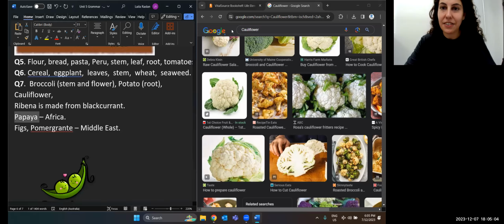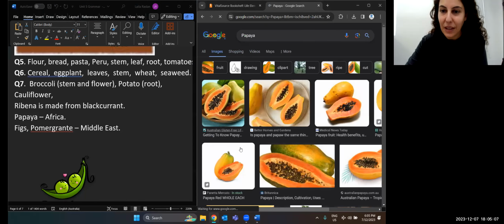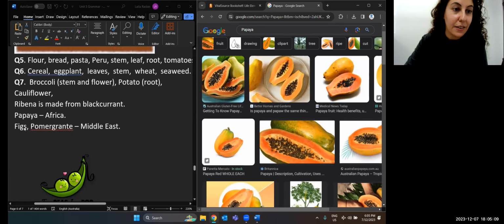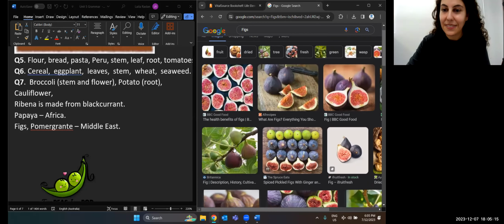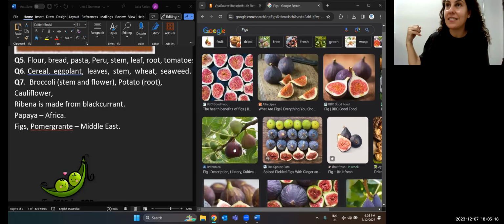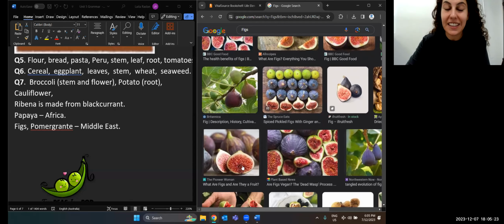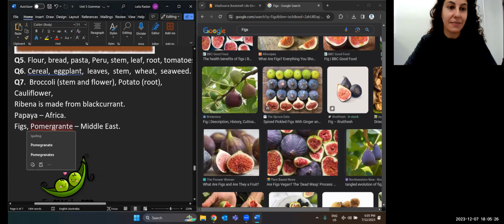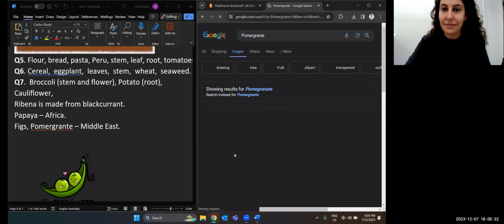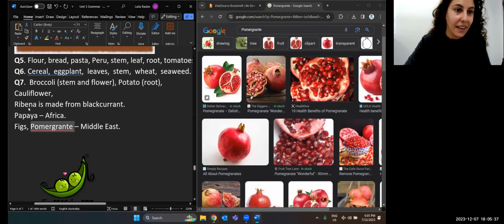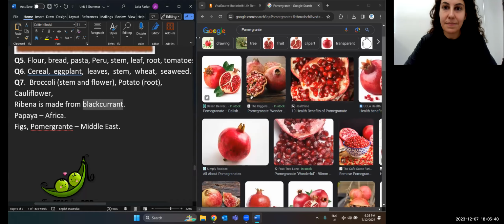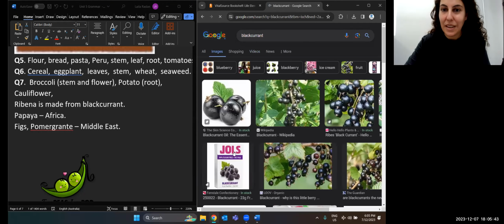Papaya. This is an African papaya. You know this one. Figs. Do you guys know this one? Now is the season for figs because my parents have a fig tree and now it's just starting to come. So this is called figs. Pomegranate. These are from the Middle East. This is nice as a juice. Pomegranate. Black currants.